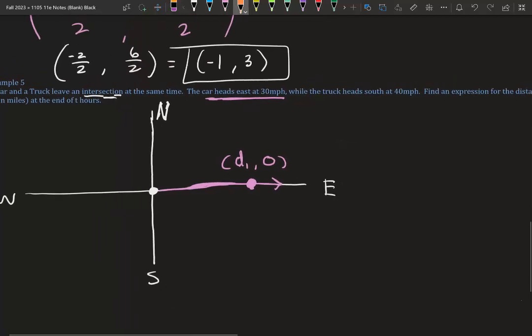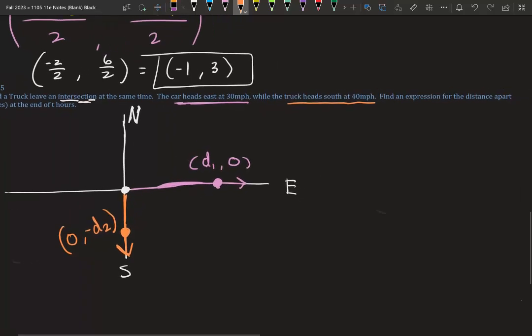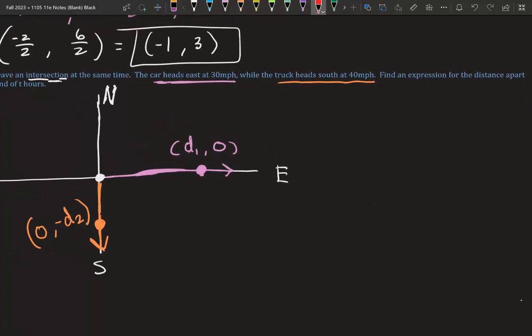Then we have a truck headed south at 40 miles per hour. So south is this way, down. Let's say now it's here. So at that point, I didn't go left or right any. So the x is 0. However, we went down on the y-axis. So that's going to be a negative distance. And we say distance 2 because we have the car distance and we have the truck distance. What it's actually asking us to find is a formula, an expression from here to here.